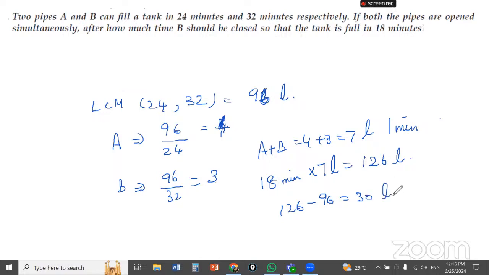This is the 30 liters extra, and where do we get this from? We get it from B only, because we are closing B sometime before itself. So B is just filling 3 liters in a minute. So 30 liters means 30 upon 3, it will be filling 10. It will be taking 10 minutes for filling this 30 liters. So we have totally 18 minutes. So B alone is 10. If we subtract 18 minus 10, the answer is 8 minutes. Yes, that's how we get it. The answer for this is 8 minutes.